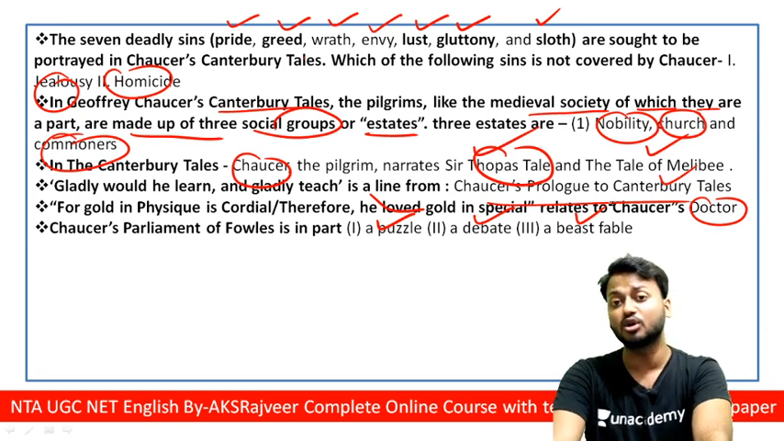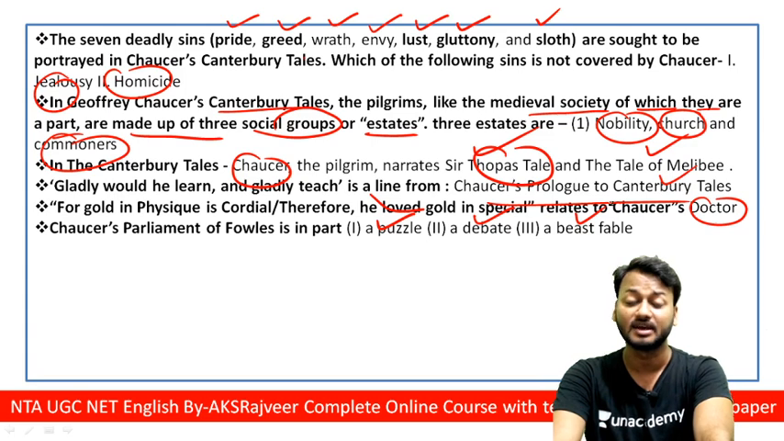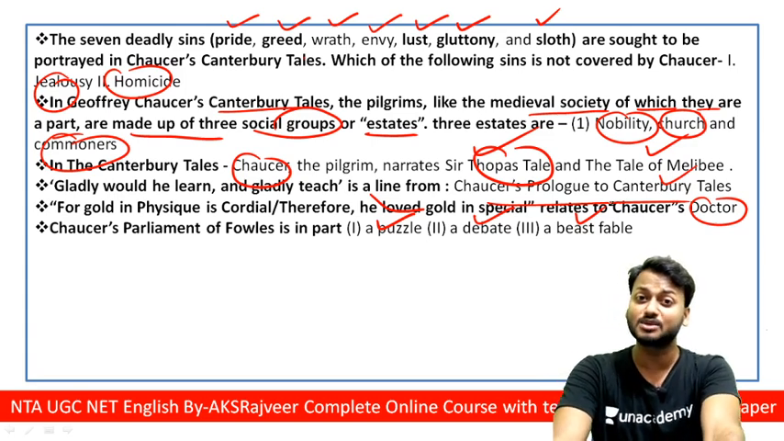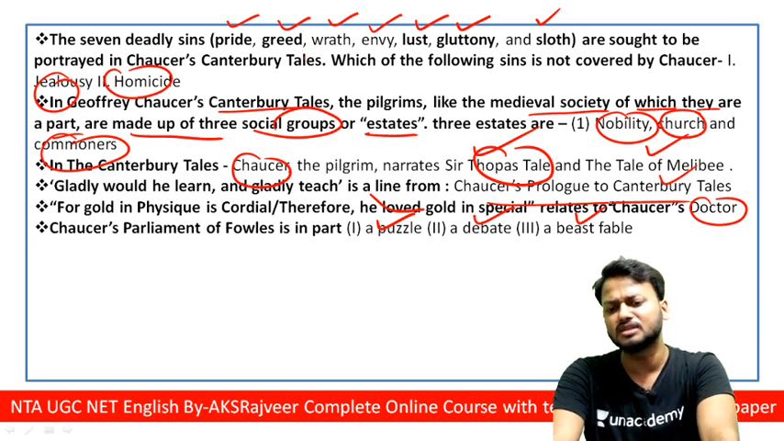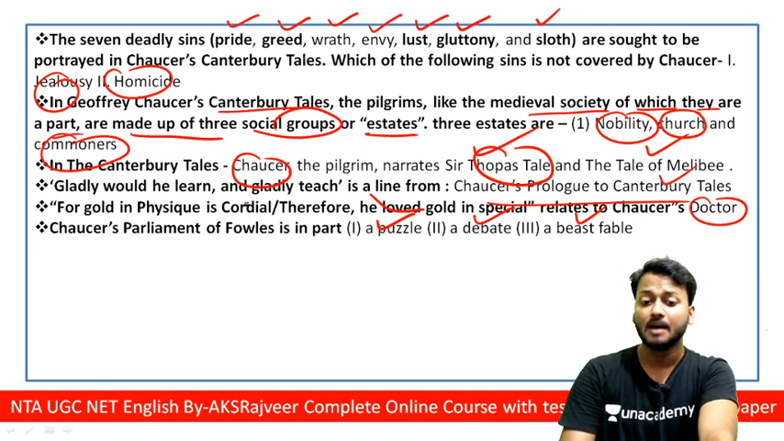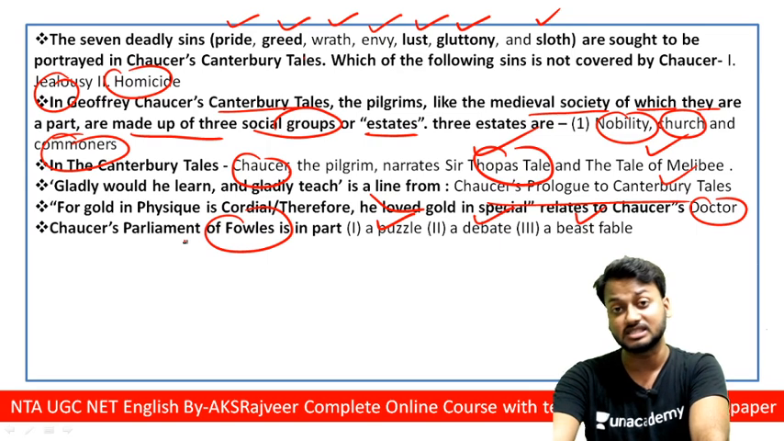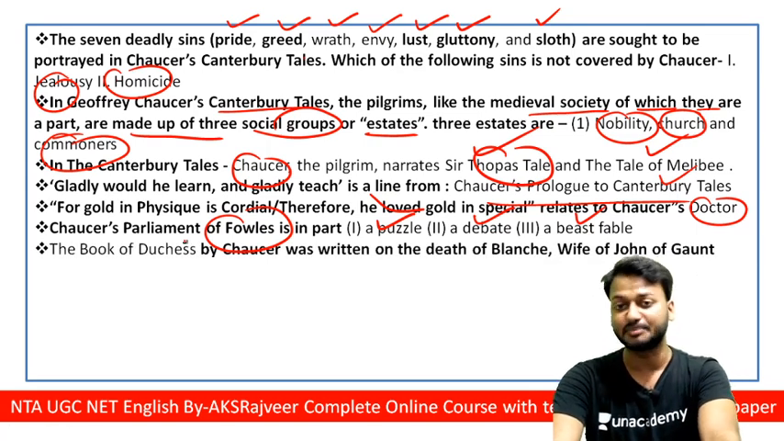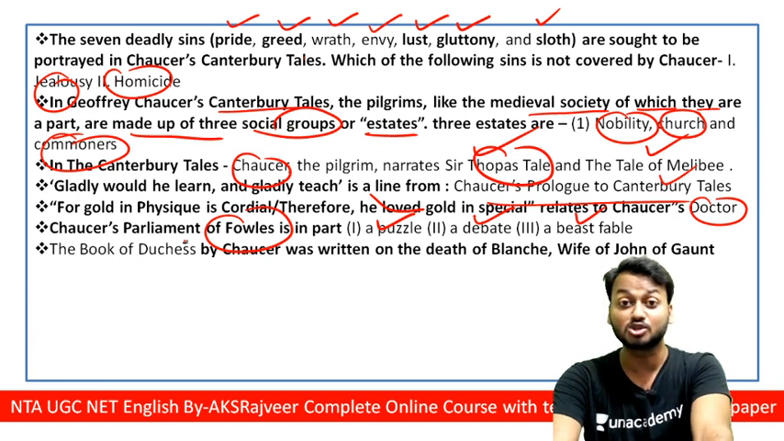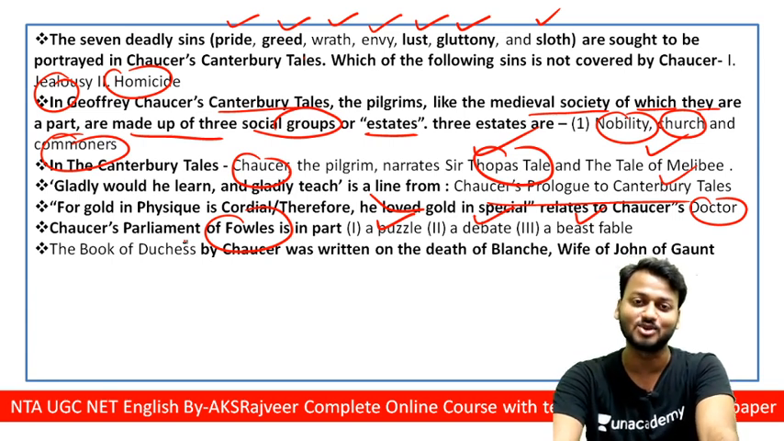Finally, learners, God said, please choose for yourself. And the female eagle flies away and says, please wait for one year. So this can be seen in this particular part, learners. Yes, Parliament of Fowls. So this is what it is: a beast fable, a debate, and even a puzzle too. It's not easy to solve.